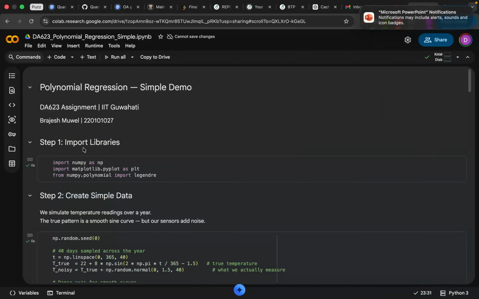In practice, to find this automatically, we can split our data into a training set and a test set and pick the degree that gives the best result on the test set. This process is called cross validation.